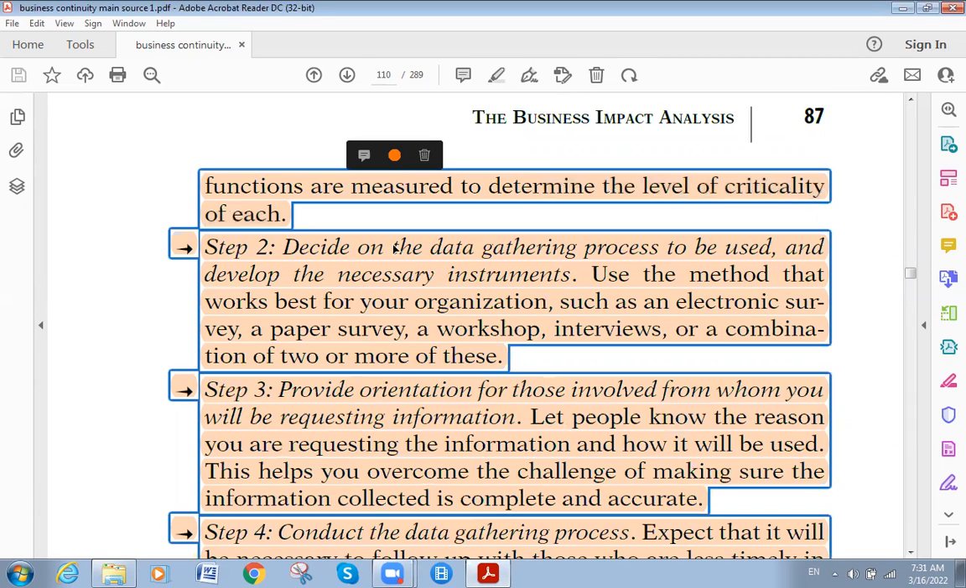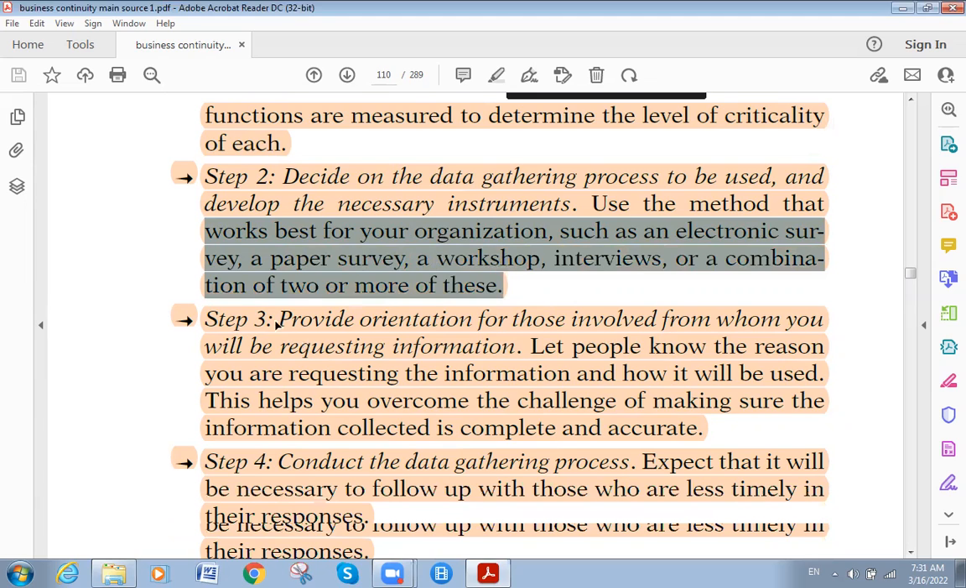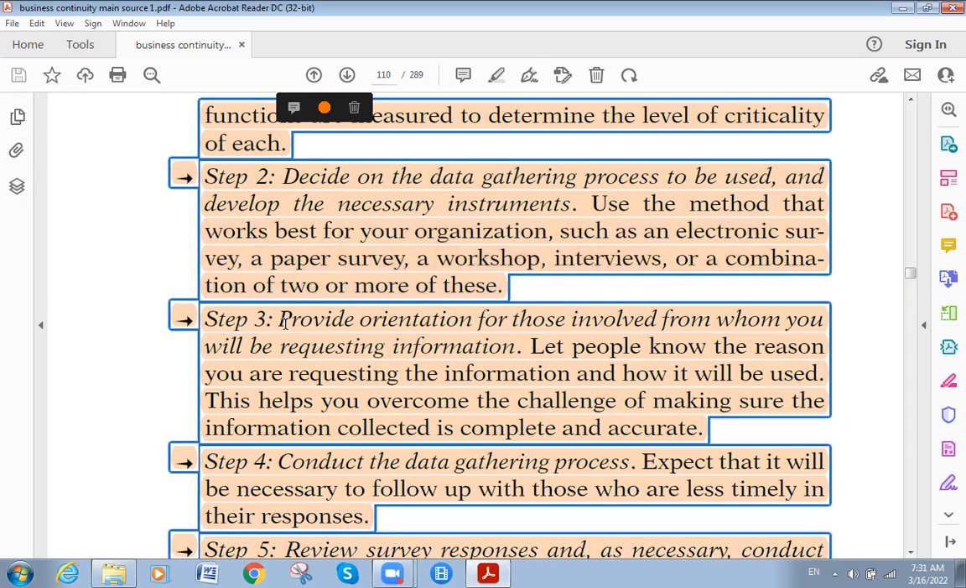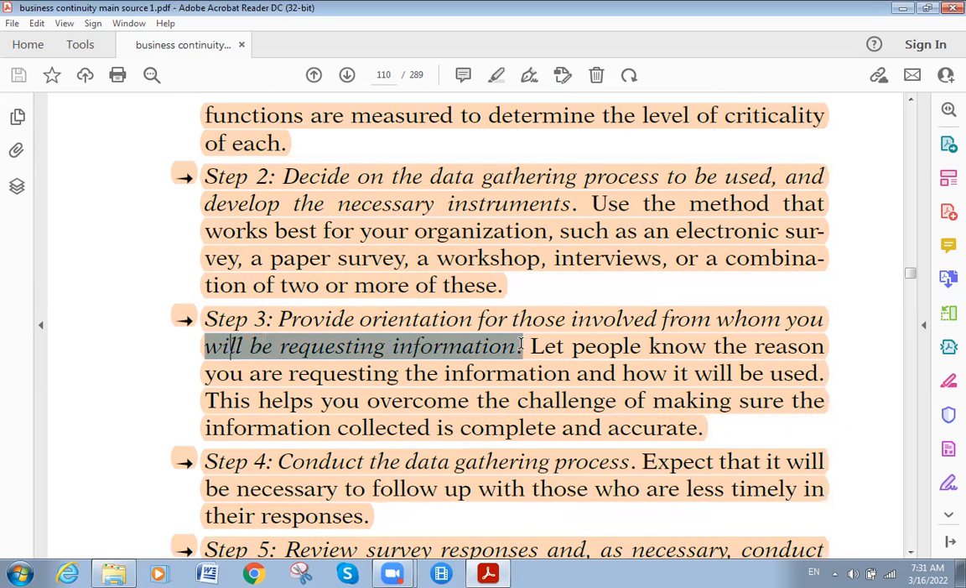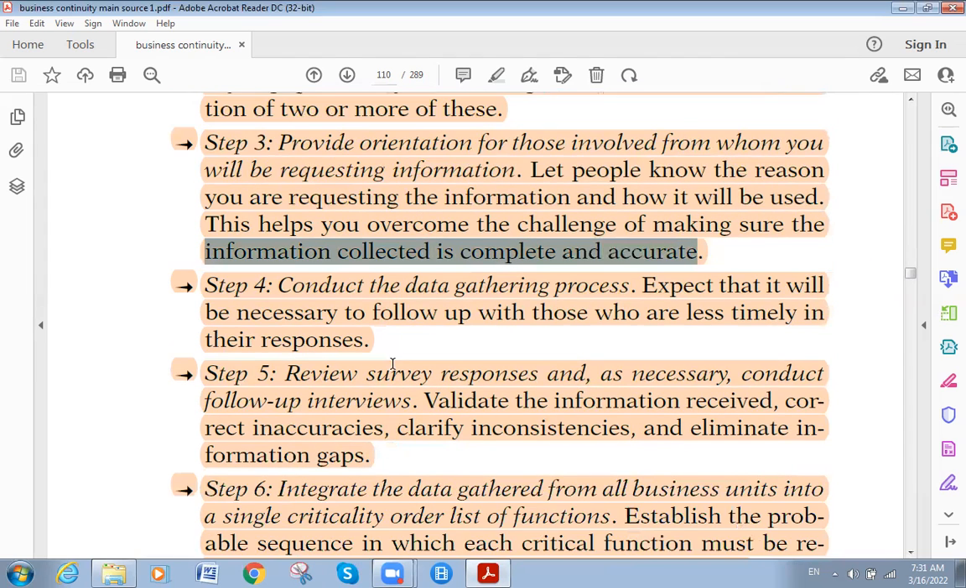Step 2, decide on the data gathering process to be used and develop the necessary instruments. Use the method that works best for your organization, such as an electronic survey, a paper survey, a workshop interview, or a combination of two or more of these. Step 3, provide orientation for those involved from whom you will be requesting information. Let people know the reason you are requesting the information and how it will be used. This helps you overcome the challenges of making sure that the information collected is complete and accurate.